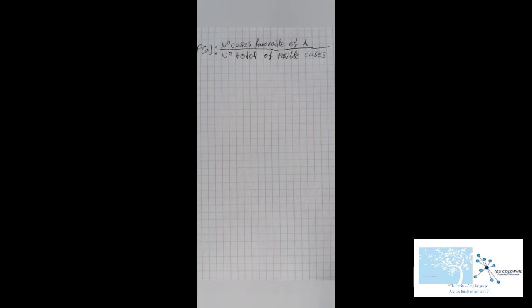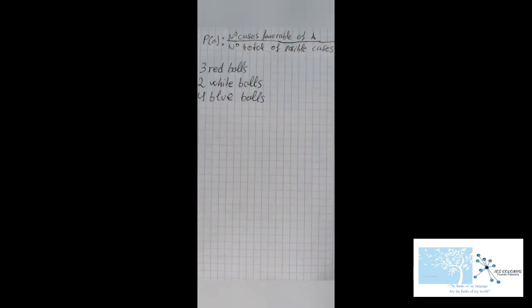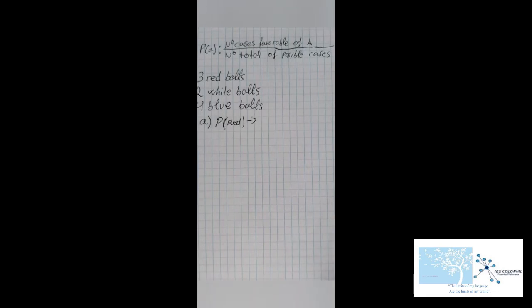I will explain how it is done with a very easy example. The statement: in a ballot box there are 3 red balls, 2 white balls, and 4 blue balls. If we draw a ball, find A. The probability of it being red.